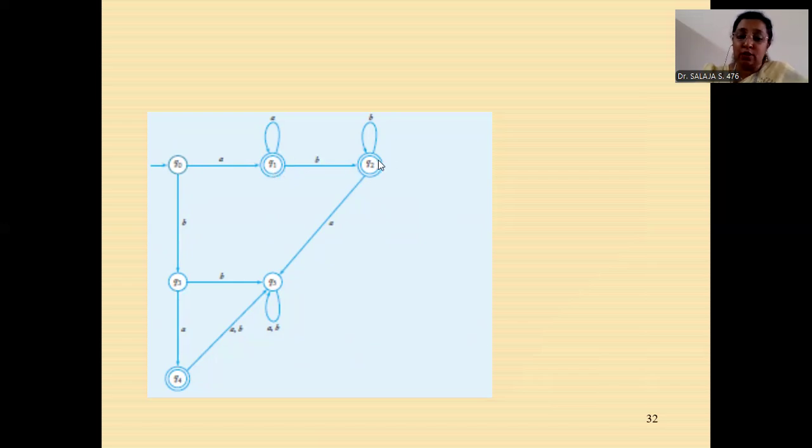Q2 on B also reaches Q2. The rest of the states won't. So the new final states would be Q1 as well as Q2, whereas Q4 will not act as a final state. So the new final states would be Q1 and Q2 for the given diagram. This is how you try to identify the right quotient.